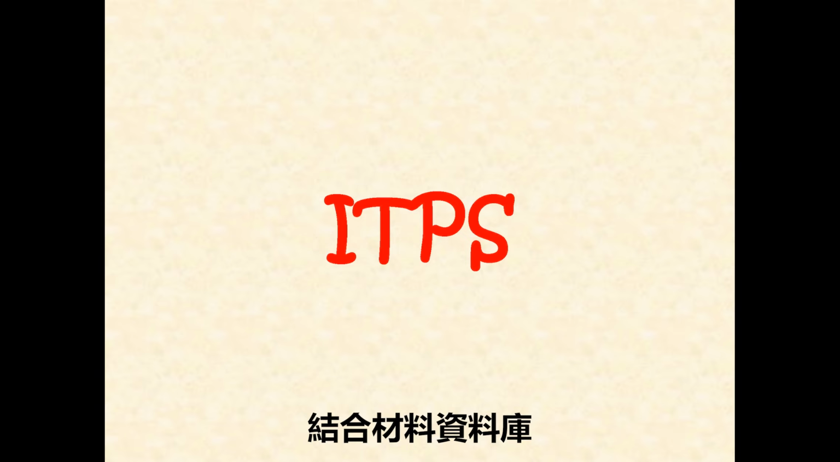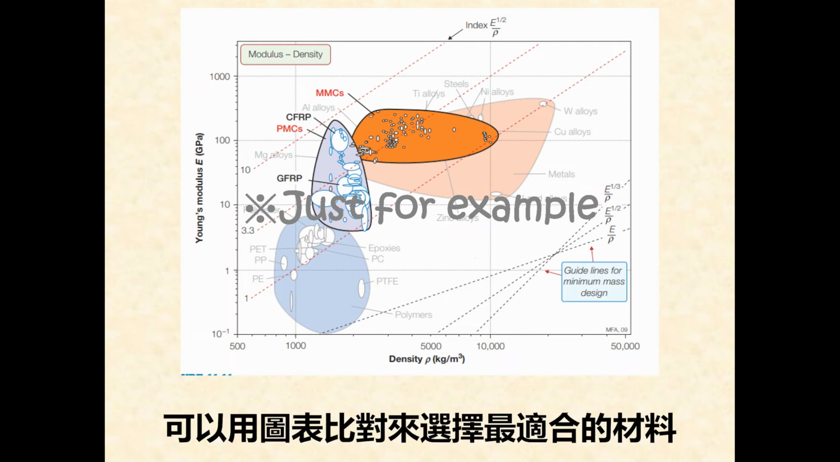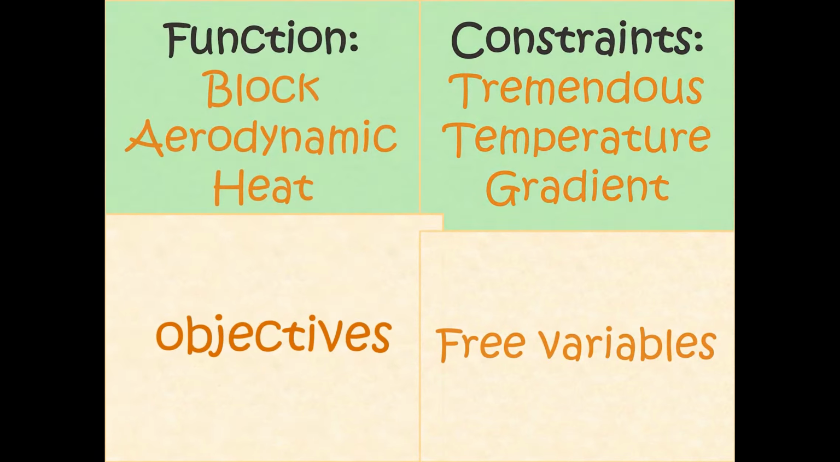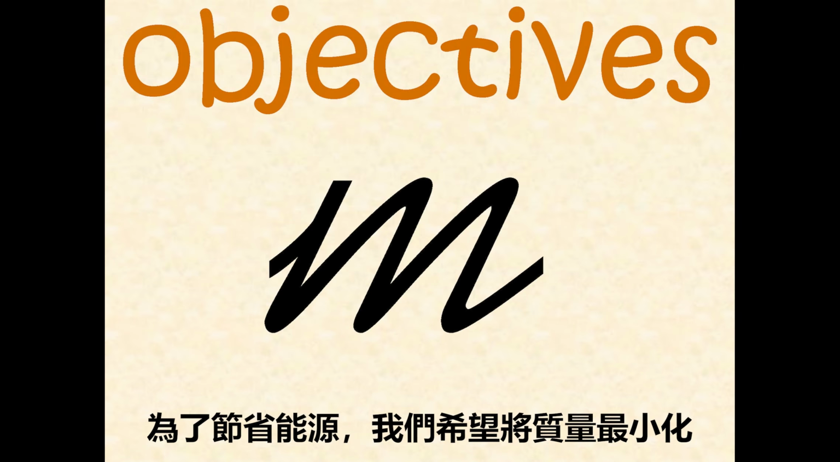In combination with a material database, its procedure allows a graphical comparison and selection of candidate materials. First, list some prescriptions. Function: block aerodynamic heat to protect the nose cone. Constraint: withstanding 1600 degrees Celsius. Objective: to save energy, we prefer to minimize the mass. Free variables: the thickness, structure, and processing methods.